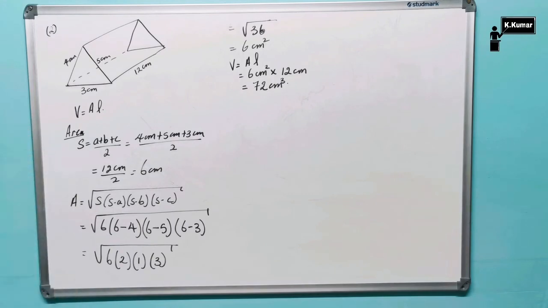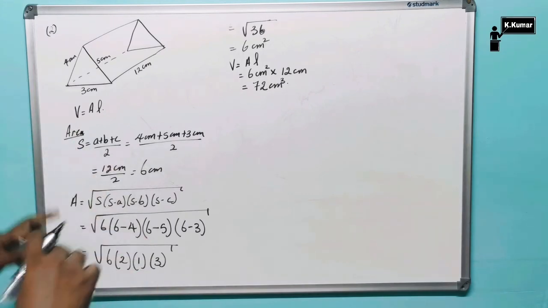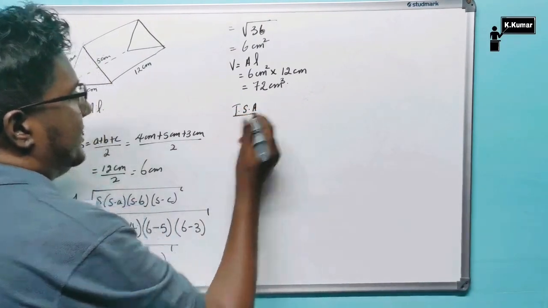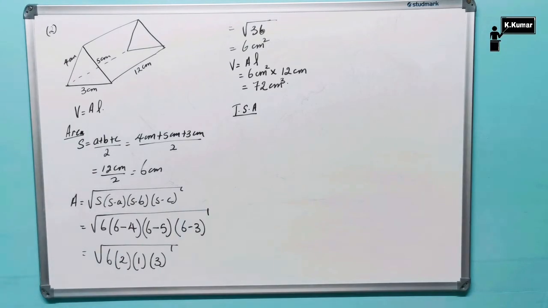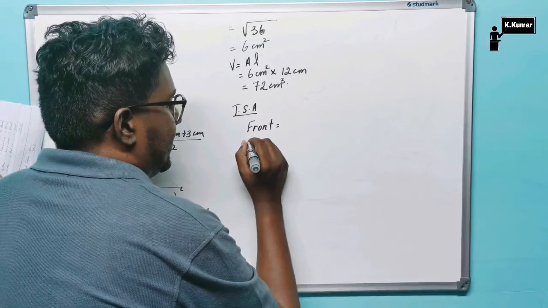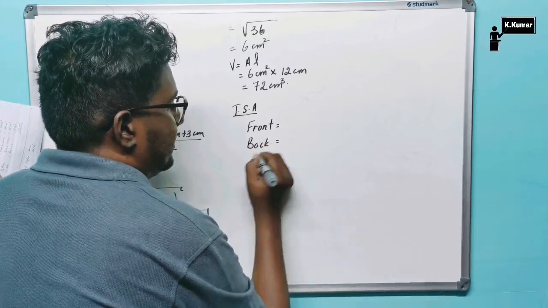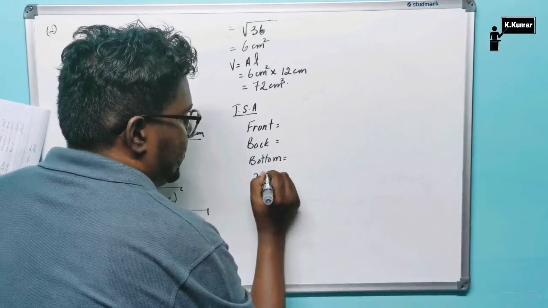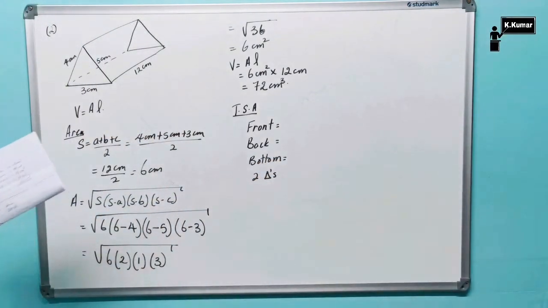If you can't remember Heron's formula, you would have to do a quick recap on that and then come back to this. Now let's find our total surface area. Notice that we don't have any height. Because we don't have any height, we cannot use the BH plus PL formula. What we have to do is find the area for the front, the back, the bottom, and my two triangles, right?